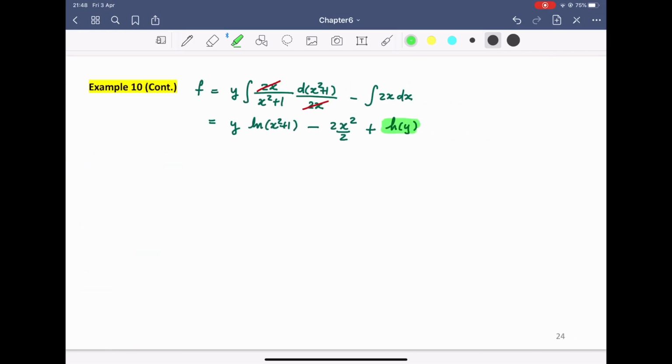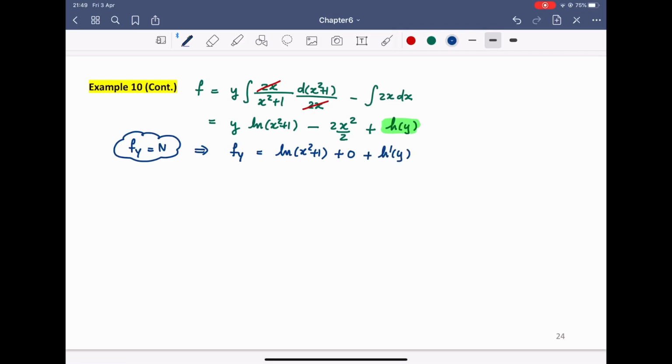So when I have a function f like this, I need to find a function of y, h(y), by using another condition. I also have f sub y equal to N. So I will use this to find my h. So f sub y equal to, well, we differentiate y log(x squared plus 1) with respect to y. So I get log(x squared plus 1). I differentiate this term with respect to y, so I get 0. And then I differentiate the term that I highlighted in green with respect to y, so I get h prime of y.